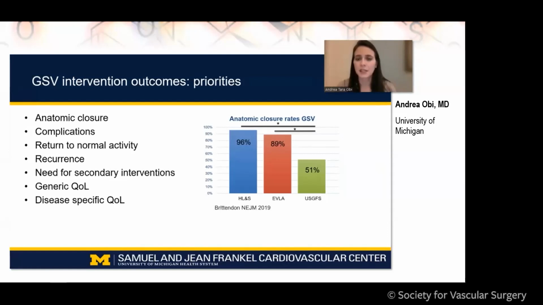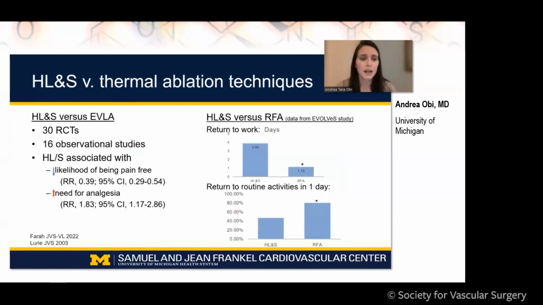So if these two have similar anatomic closure rates, how do we decide which one of these is the superior therapy for our patients? Well, let's turn to looking at several of these outcomes, including the early outcomes of return to normal activity and generic and disease-specific quality of life in our patients. So when we compare high ligation and stripping to endovenous laser ablation in 30 randomized controlled trials and 16 observational studies, what we can find is that high ligation and stripping is associated with a decreased likelihood of being pain-free early in the postoperative period and is associated with an increased need for analgesia.